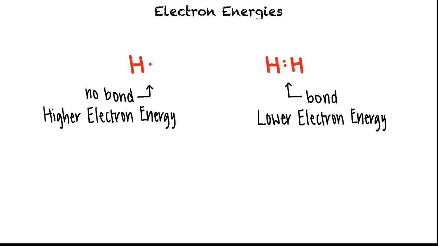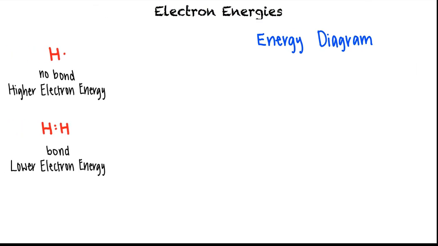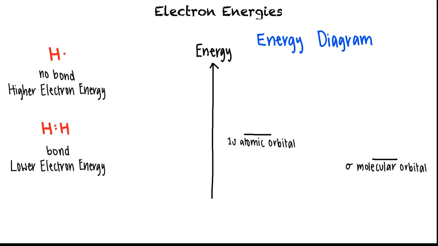When we look at this concept, we can draw energy diagrams to represent the relative energy of electrons. On the left, we'll establish that energy increases as we move up the diagram. The lone electron is in an atomic orbital that is higher in energy than the molecular orbital that contains the bonded electrons, so we represent this lone electron positioned higher on the diagram than the two bonded electrons.